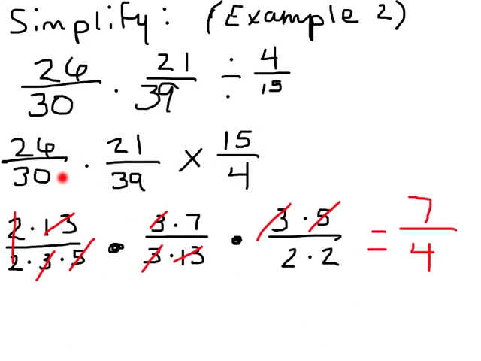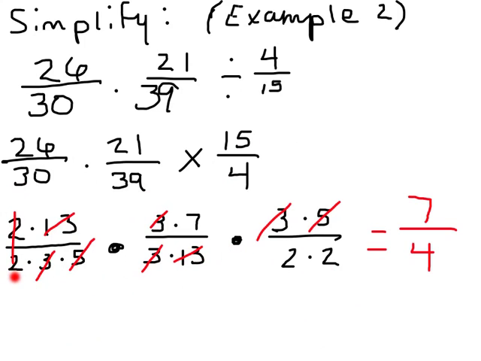So then we'll go 26 is actually 2 times 13 if you break it down into its prime factors. And 30 is 2 times 15, but 15 is not prime, so we'll break it down into 3 times 5. 21 again is 3 times 7, and 39 is 3 times 13. And back to 15, we know it's 3 times 5, and 4 is 2 times 2. And again, we are multiplying. So this one has a lot that we can cross out.